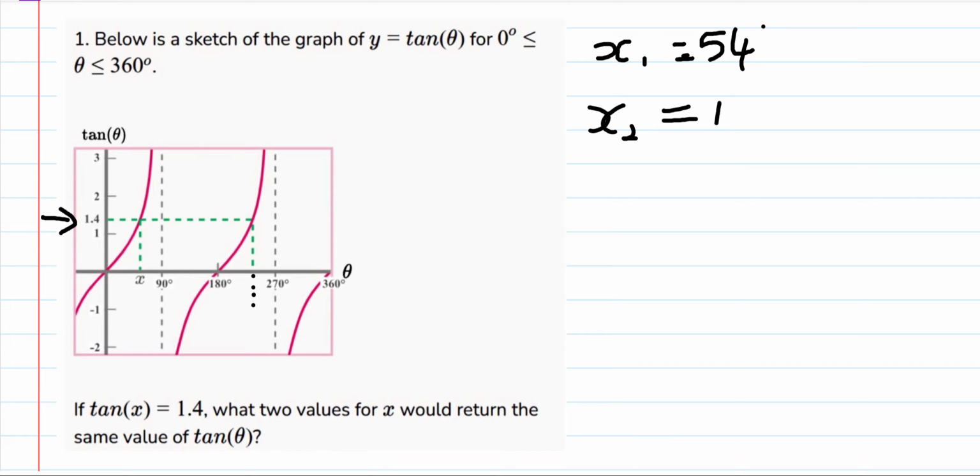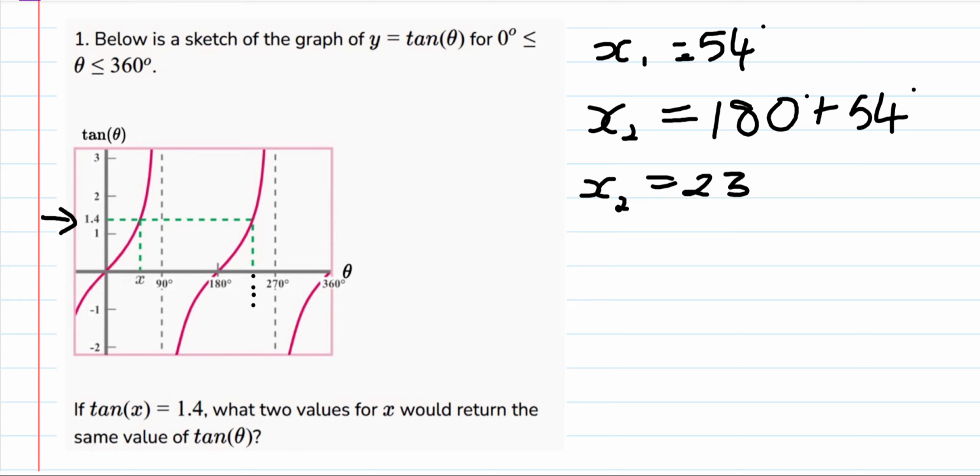This gives x2 is equal to 180 plus 54. This gives us x2 is equal to 234 degrees. A good check is to see that it lies in the right region of the graph. And we can see here where I've dotted it in black that indeed it does lie just short of 270 degrees. And there we have it. This is how you'd find values which satisfy a line on a tan graph.